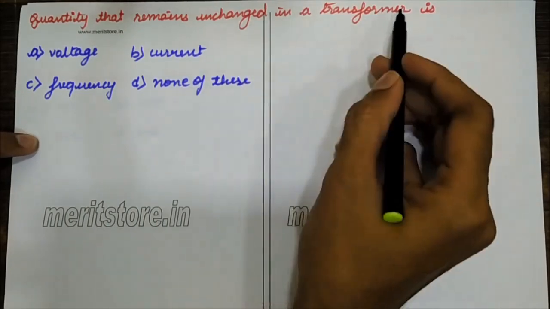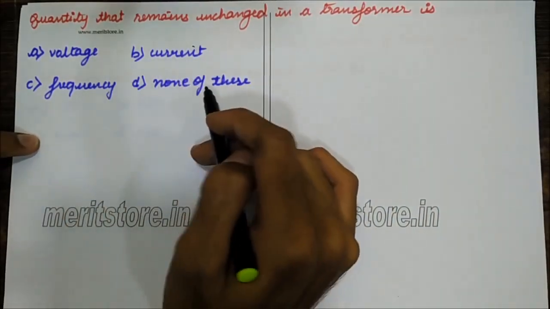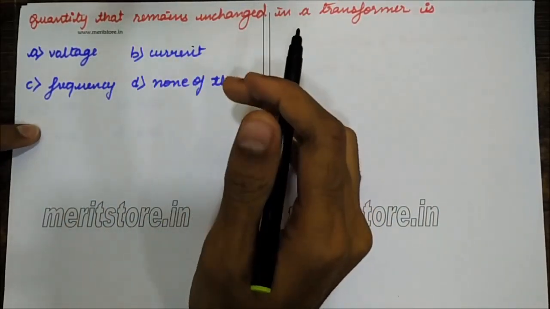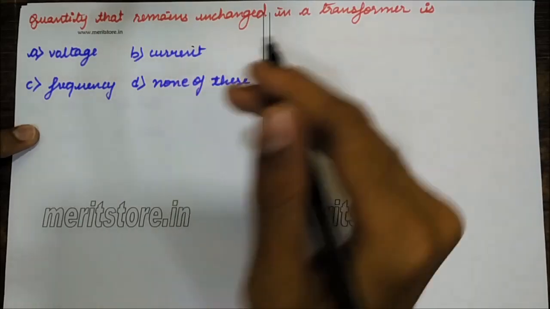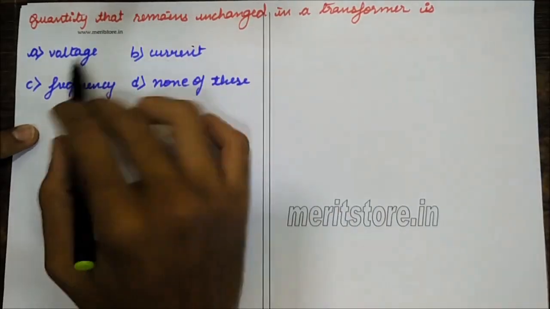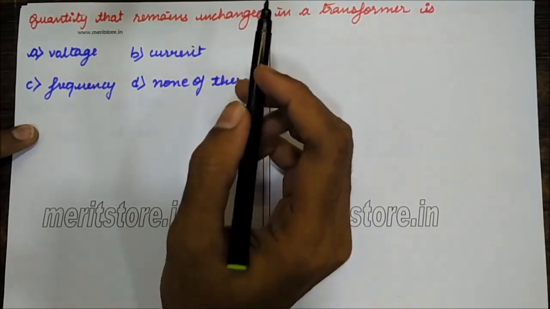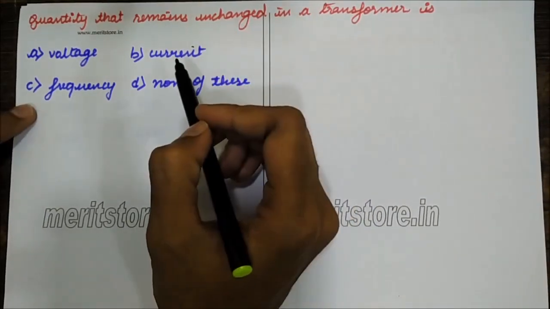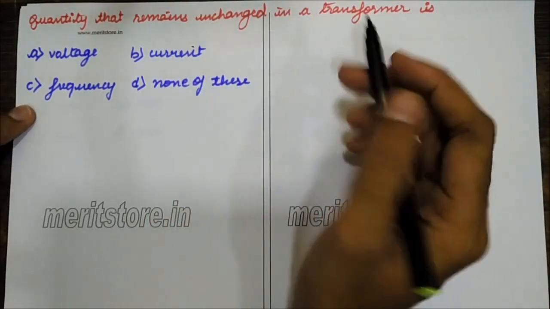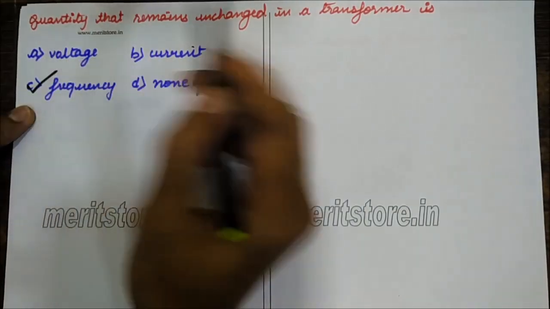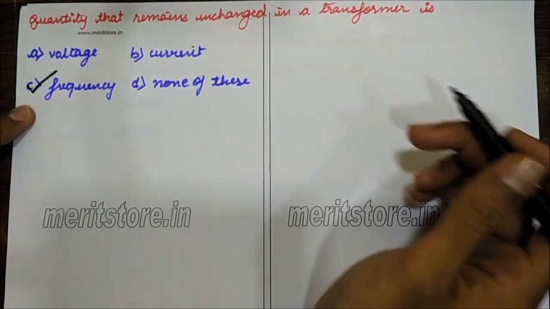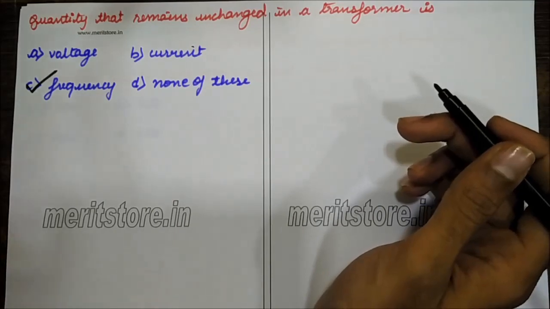Quantity that remains unchanged in a transformer is voltage, current, frequency, or none of this. In a transformer, whether it be a step up transformer or a step down transformer, both the voltage and the current get changed, and the one thing that doesn't change is the frequency of the AC. So here the correct option is frequency. The frequency remains unchanged in a transformer.